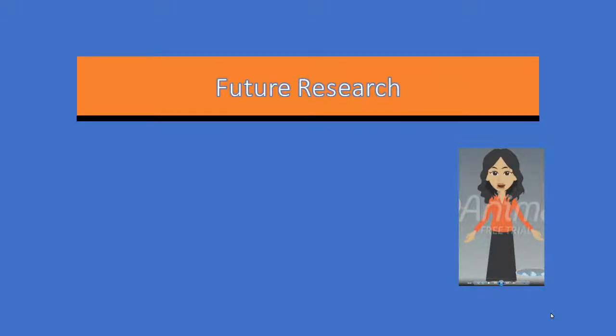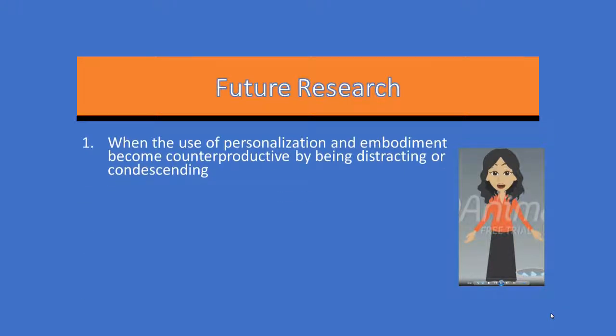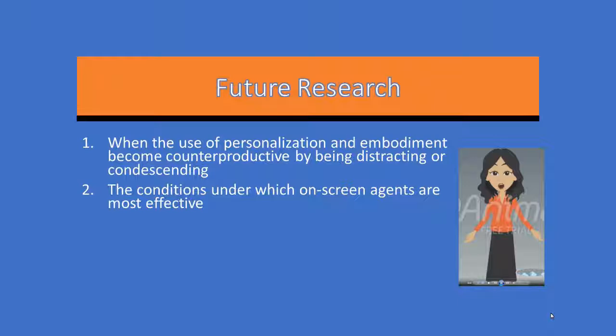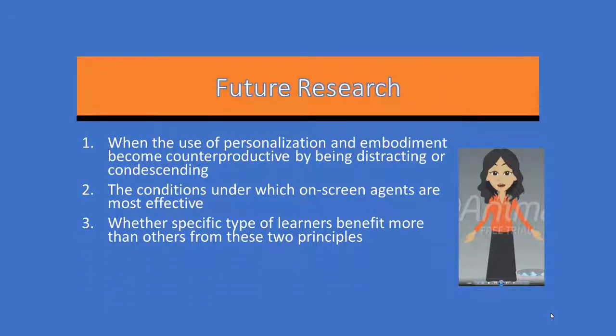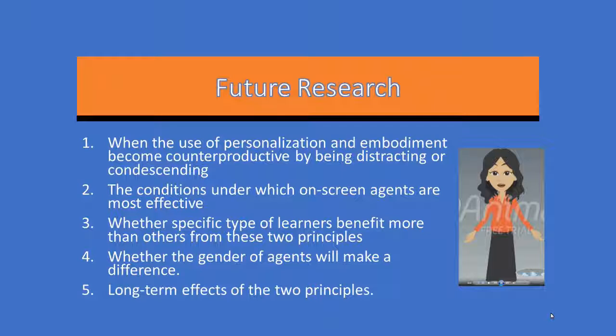Although we have found so much interesting findings, but still we have so much to learn and to explore. We need to do more research on when the use of a personalization and embodiment become counterproductive by being distracting or condescending. We need to do research on the conditions under which on-screen agents are most effective, and more research on whether specific type of learners benefit more than others from these two principles. And also we need to do more research on whether the gender of agents will make a difference. Last but not least, we want to do more research on long-term effects of the two principles.